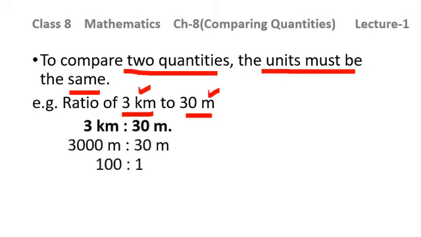So what we have done, we need to take the ratio of 3 kilometers to 30 meters. I have converted 3 kilometers into meters, or you can do it either way, that is, you can convert meters into kilometers, but I have converted kilometers into meters. So it will be 3000 meters to 30 meters. After cancelling out, you will get 100 to 1. So this is the answer, and this is how we need to compare two quantities.